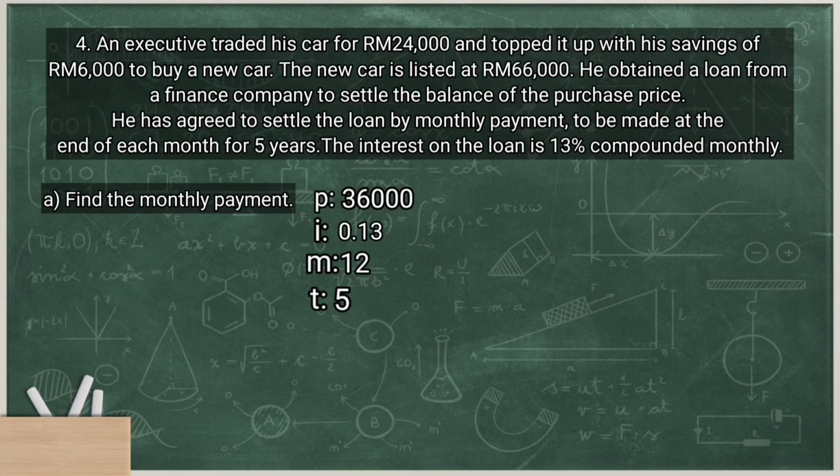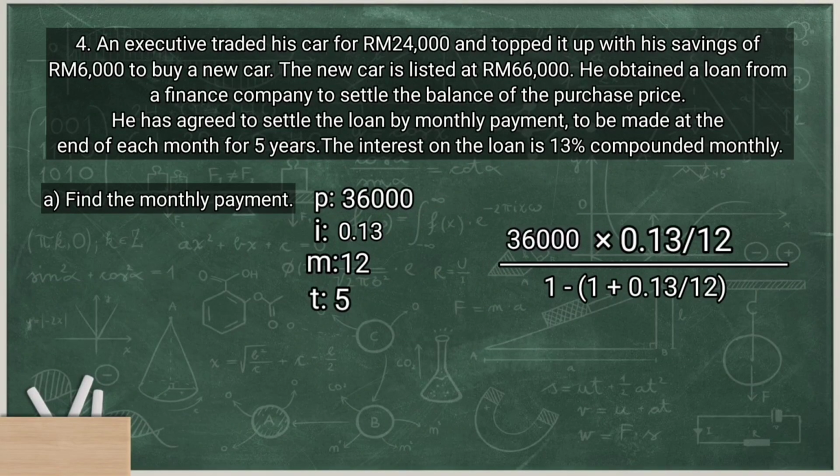We need to find R. To find R, we will move the 36,000 to be divided by 1 minus and everything of that. So we will get R equals 816 ringgit and 11 cents.